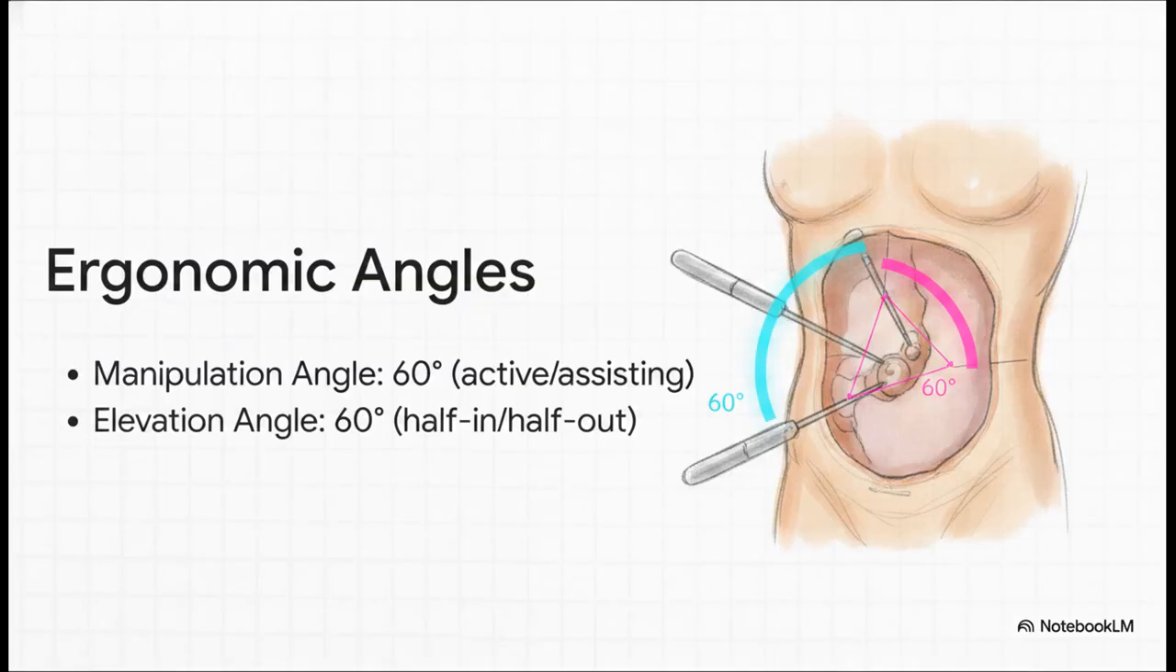Exam pearls. Manipulation angle. The optimal range is 60 degrees between the tips of the two working instruments. Deviating outside this range causes massive physical fatigue and loss of coordination. Elevation angle. The optimal angle is also 60 degrees between the instrument shaft and the horizontal plane of the patient's abdomen. You achieve this by ensuring half of the instrument shaft remains outside the abdominal port, essentially half in, half out.